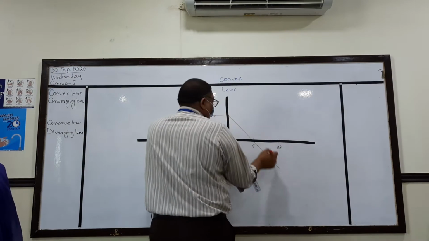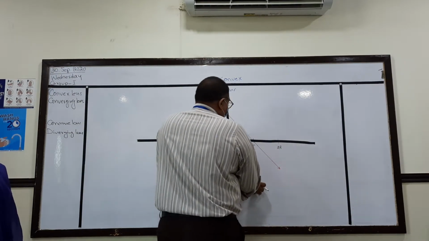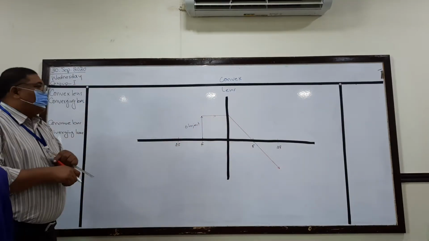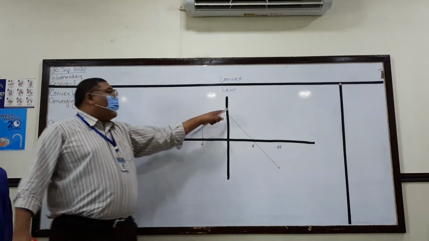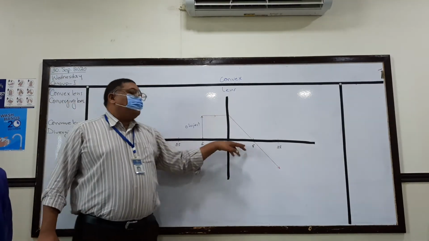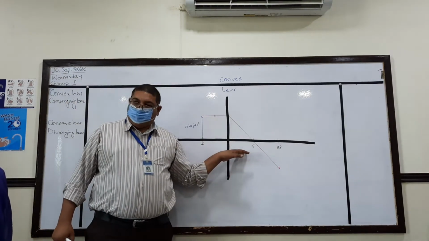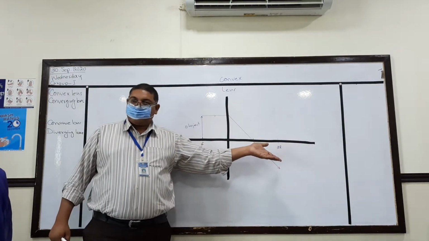Okay. So this is ray number 1. Started from the head of the object, moved parallel to the principal axis. After passing through the convex lens, it passed to the focal point on the other side of the lens.